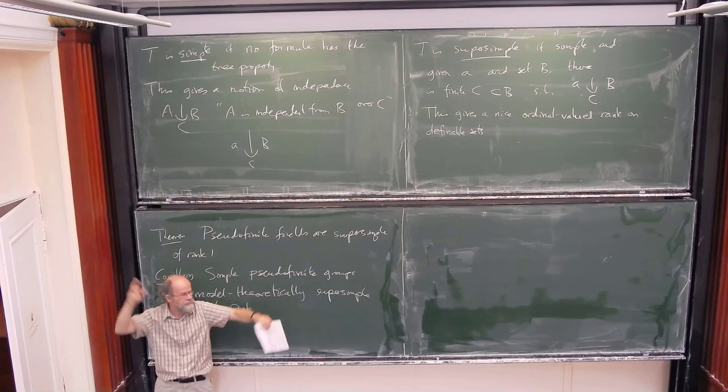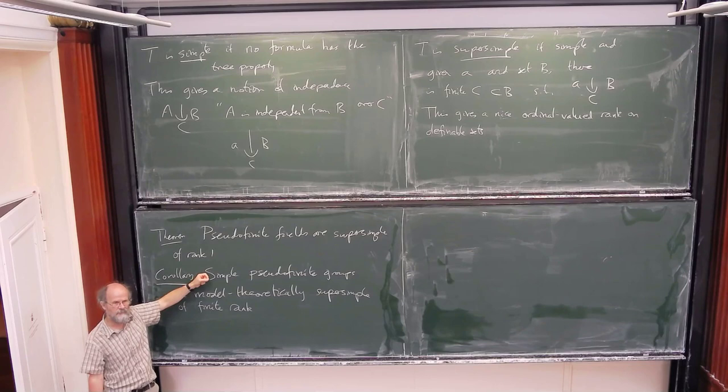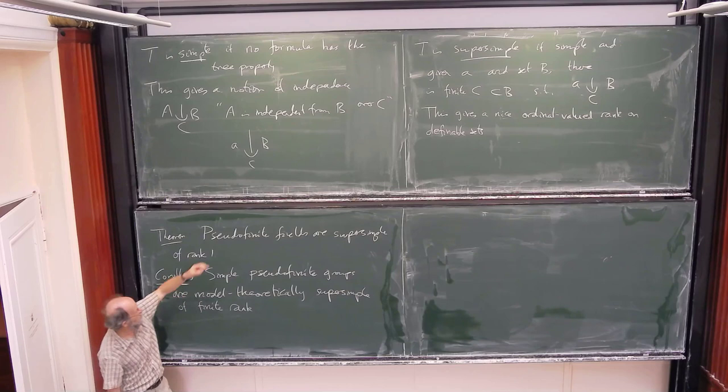I'm pushing one thing under the carpet here, which I'll come back to, which is with the Suzuki-Ree groups, where you don't interpret those just in the field. You interpret them in a field equipped with an automorphism, so with a symbol for an automorphism. And one needs to know that that richer theory is also supersimple of rank 1. And that follows from a pretty deep paper.